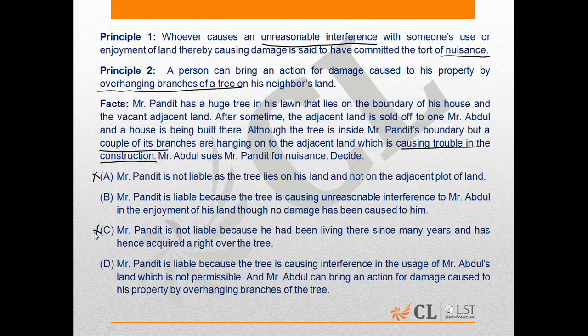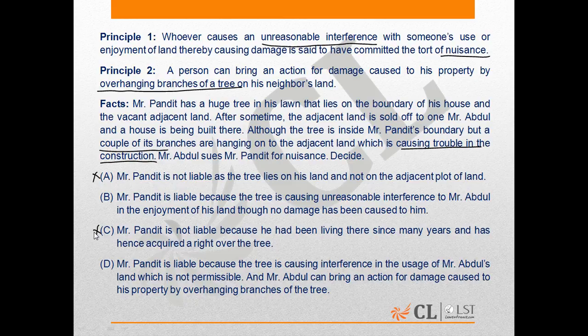Now, you have to decide between option B and D. Option B says that Mr. Pandit is liable because the tree is causing unreasonable interference to Mr. Abdul in the enjoyment of his land, though no damage has been caused to him. Option B is saying that there is no damage caused to him, but there is a lot of trouble while he is building his house. In the construction, there is a lot of trouble which is happening.